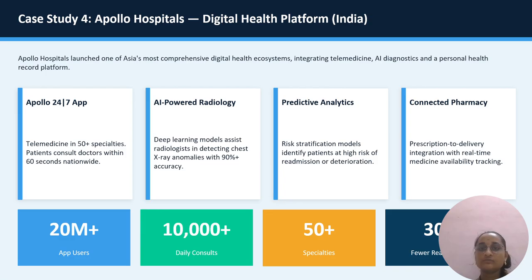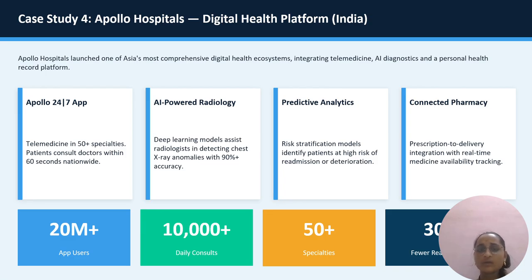30 percent fewer readmissions. And then the final conclusion of this: Apollo is a strong Indian case study of digital transformation of healthcare. They combine telemedicine, AI, data, and pharmacy into one platform. The result is massive scale, fast access to doctors, and measurable improvements like 30 percent fewer readmissions.